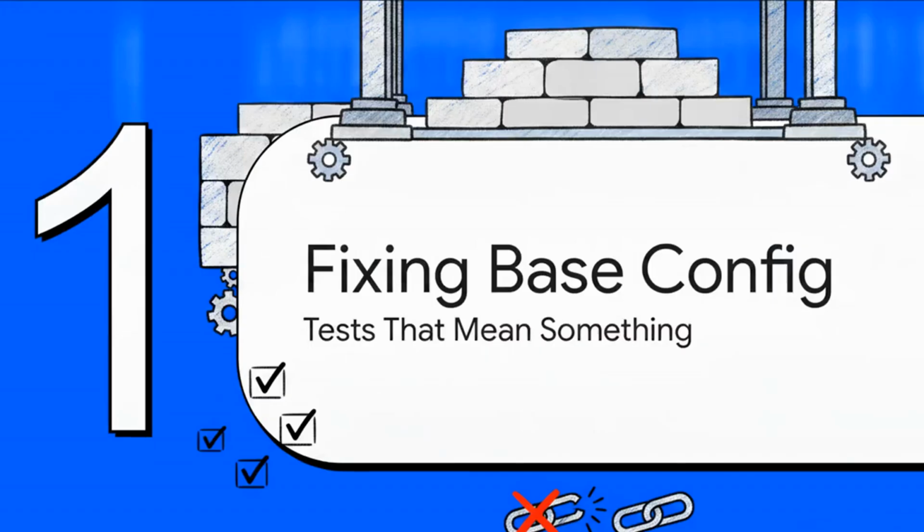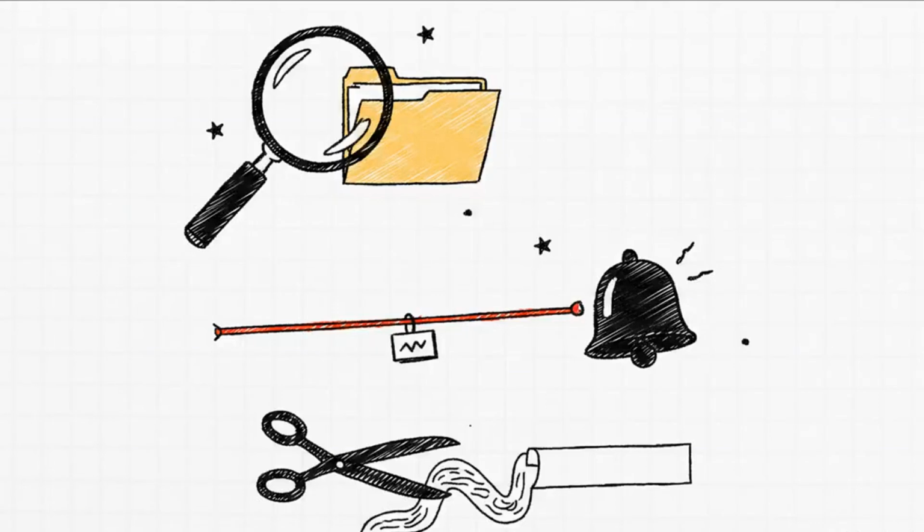Section 1, fixing base configuration, or, as I like to call it, tests that actually mean something. Okay, the crucial point here is configuring our testing tools to loudly fail when nothing runs. For those new to setting this up, here are the essential flags you need in your project configuration.